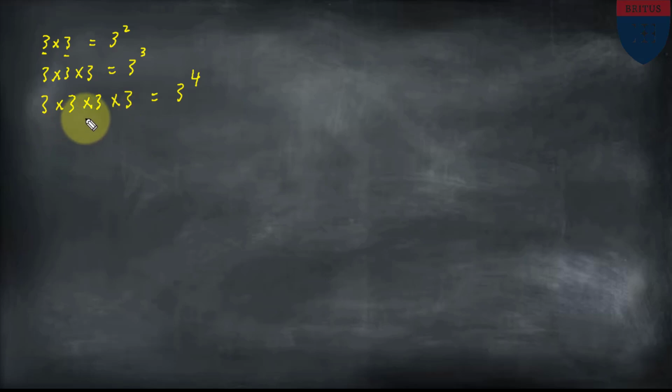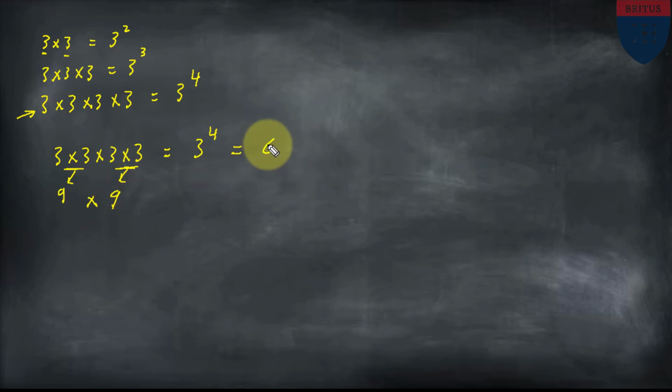Now we will start from the last form or the last example. 3 times 3 times 3 times 3. We can write it as 3 raised to the power 4. We can find its value. 3 times 3 equals 9. 3 times 3 equals 9. 9 times 9 equals what? Equals 81. Now we have 3 forms.